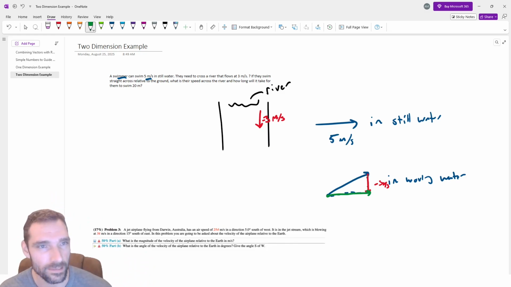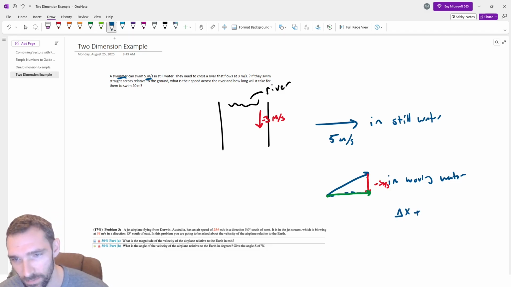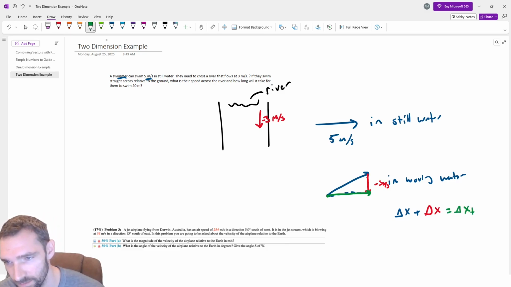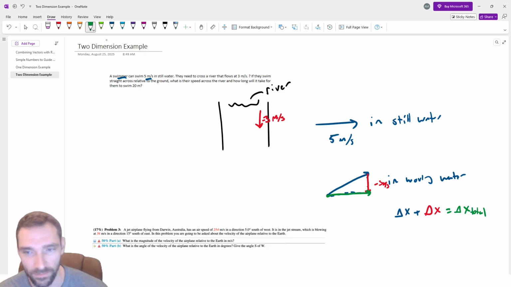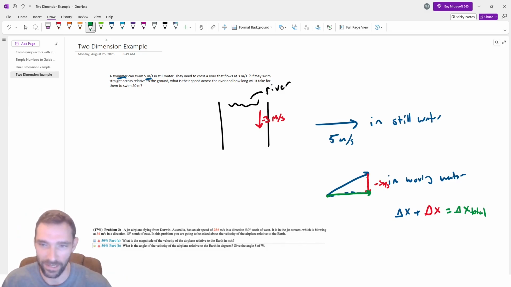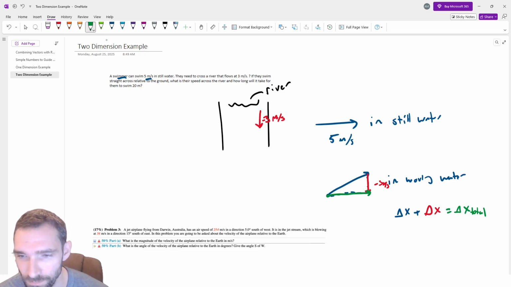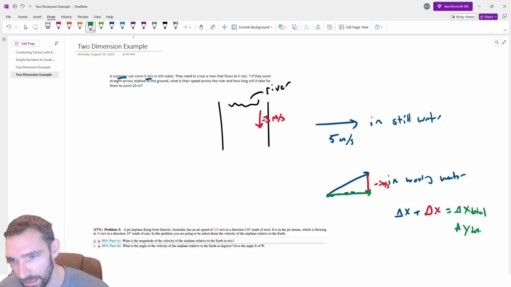But for me, it's easiest to see this as a change in x and change in y, where there's change in x plus another change in x is equal to the total change in x. So you can think of that as vector A, vector B being put together to make vector C, or the total vector. You can do the same thing with the y's, and think of that as what we're doing here.